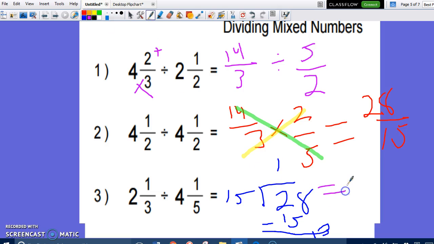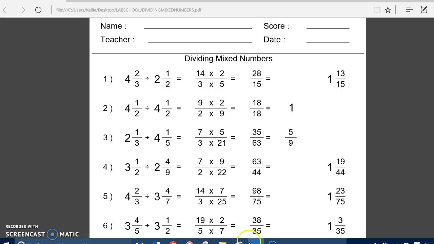That 1 becomes your whole number. The remainder becomes your numerator. The number on the outside of the house is still your denominator. 1 and 13 over 15 is the final answer for number 2. I'm going to go ahead and check because I am slipping with my sanity. 1 and 13 over 15.